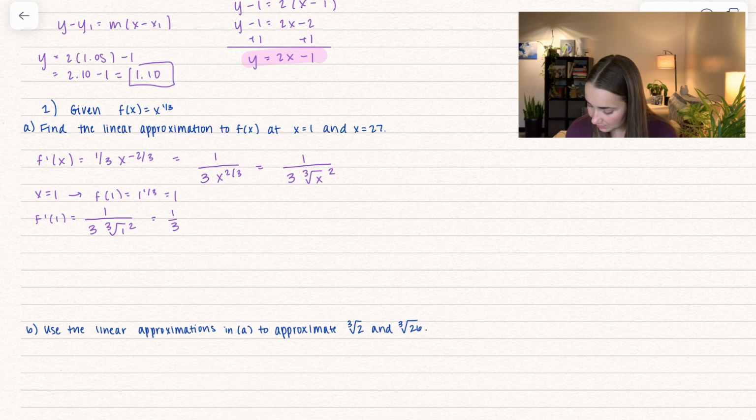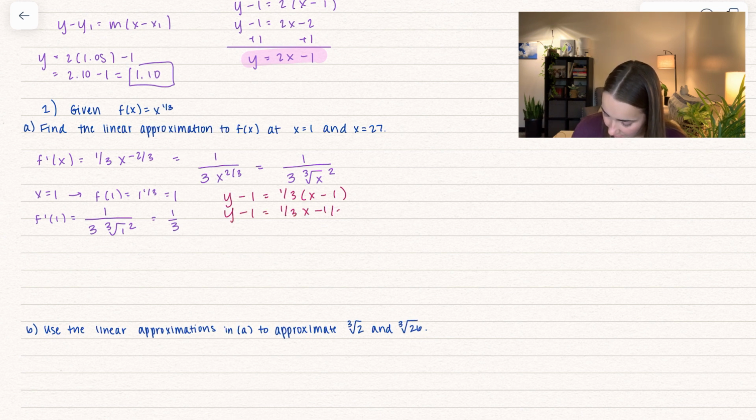So now let's go ahead and plug this in to find the equation of our tangent line. So here we get y minus y1 is equal to m times x minus x1. And we can go ahead and simplify this out. So we get 1/3 x minus 1/3. I'm going to go ahead and add that 1 over to both sides.